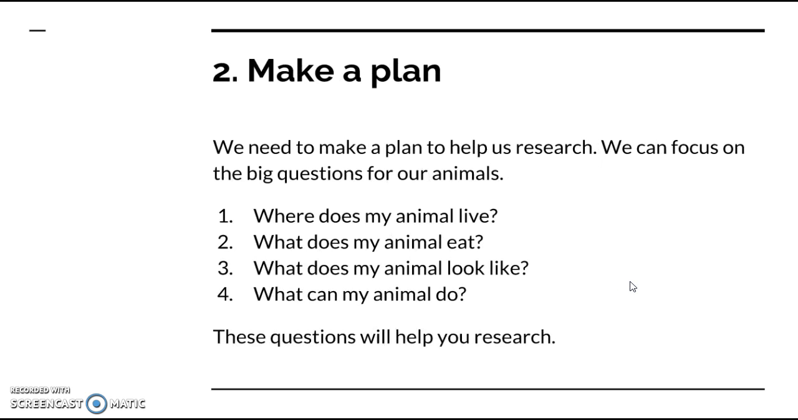The next thing you do is make a plan. We need to make a plan to help us research. We can focus on the big questions for our animals. First, where does my animal live? Second, what does my animal eat? Third, what does my animal look like? And fourth, what can my animal do? These questions will help you research.